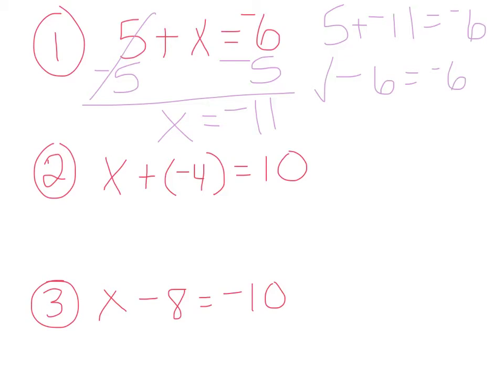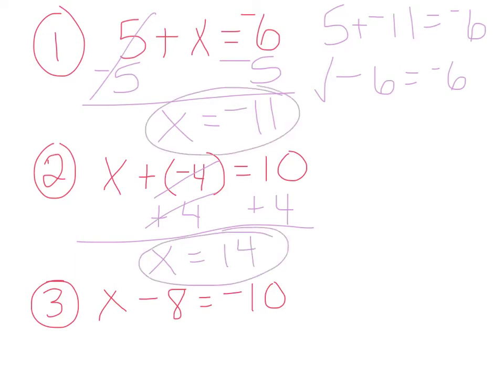Okay, we have for number 2, x plus negative 4 equals 10. So we have x plus negative 4 this time. To get rid of a negative 4, we're going to do the opposite, which is still add the 4, because it's a negative 4. We want to get it to 0. So we have to add 4 to this side as well. Those will cancel out. X equals 14.